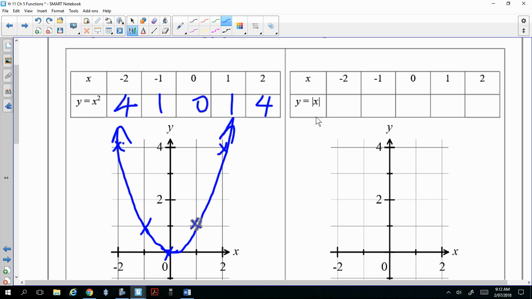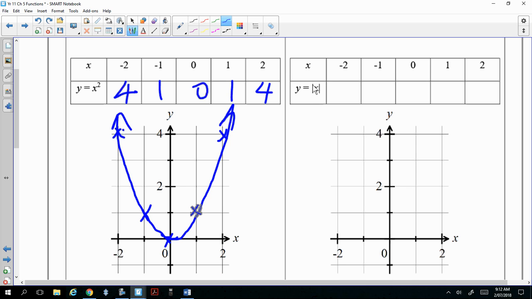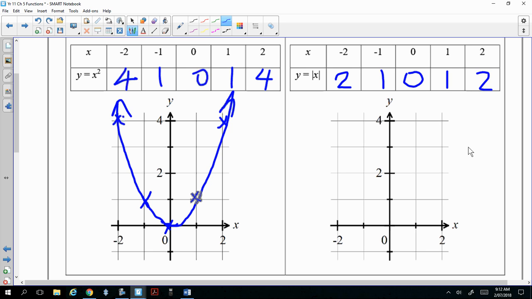What if it's an absolute value? Remember what you would do with absolute value? Absolute value of negative 2 is positive 2. Absolute value of negative 1 is positive 1, 0, 1, 2. Again, we'll draw the graph, see what shape we get. And then we'll remember. If we draw this point, we get a V shape.